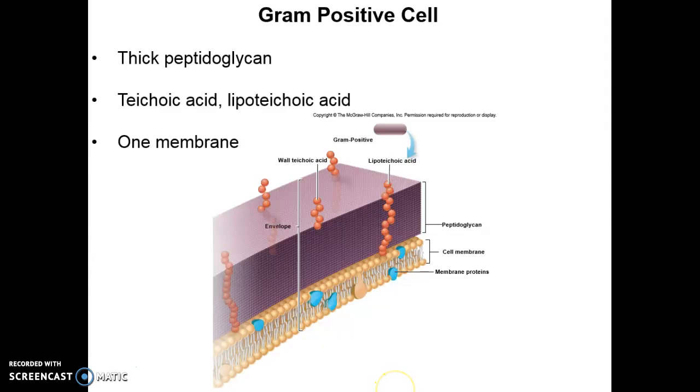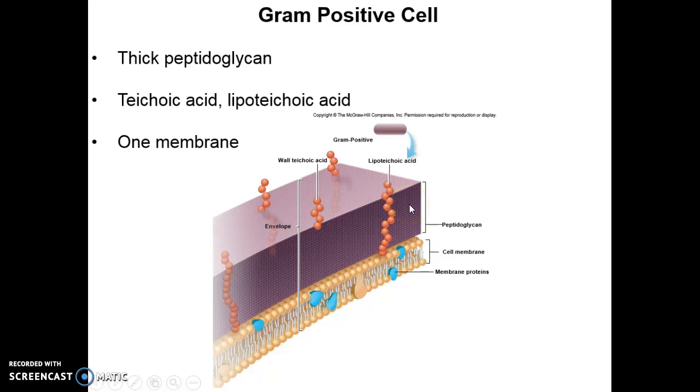The first is going to be the gram-positive cell. The gram-positive cell has a very thick layer of peptidoglycan, as you can see here. The peptidoglycan is going to grab onto the first stain within the Gram stain process, which is crystal violet. That's going to cause the cell to appear purple. That's why the peptidoglycan here is purple.